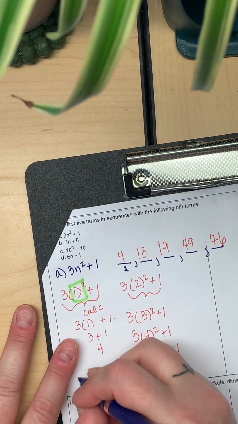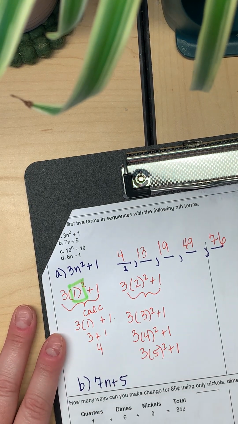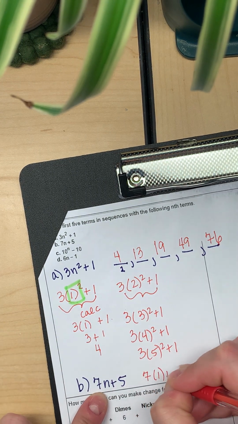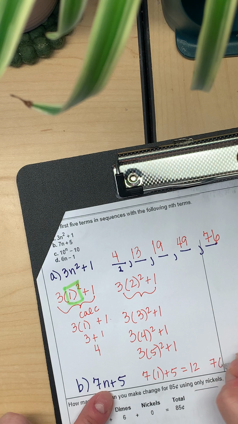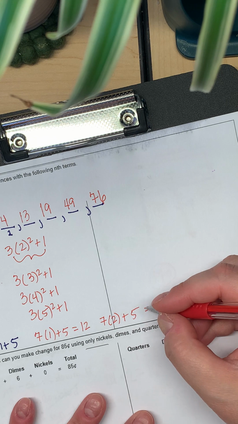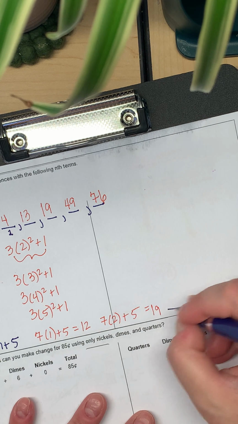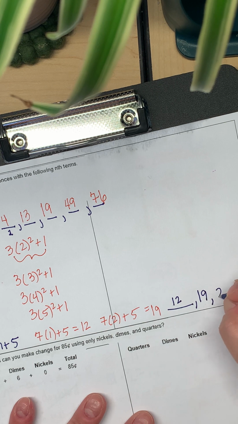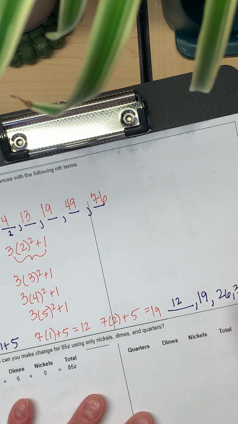Part B is 7n plus 5, and you're going to do the same thing. You're going to plug in a 1 for this 7n plus 5. So 7 times 1 plus 5, and that should give me 12. Then we're going to do 7 times 2 plus 5, and that should give me 19. And then you keep going. So I think this will be 12, 19, 26, 33, and maybe a 40.